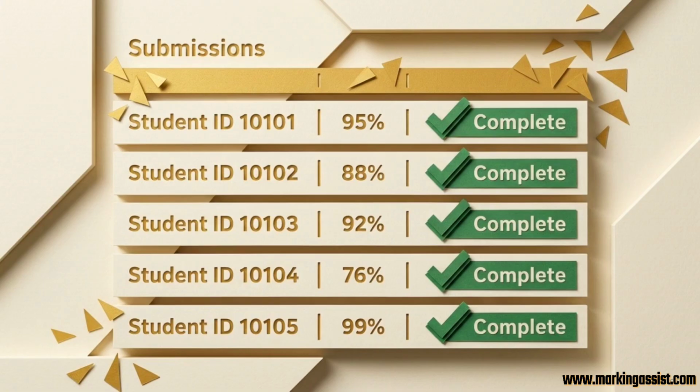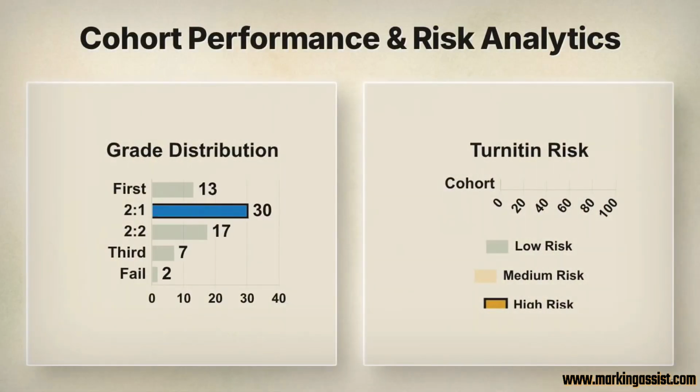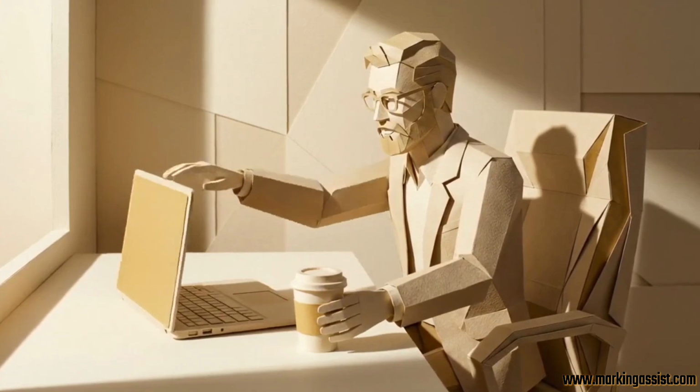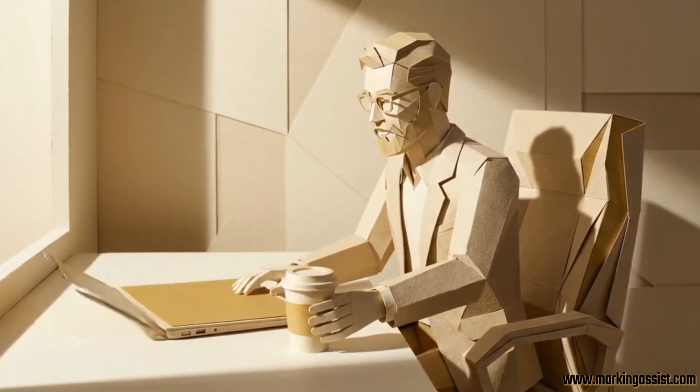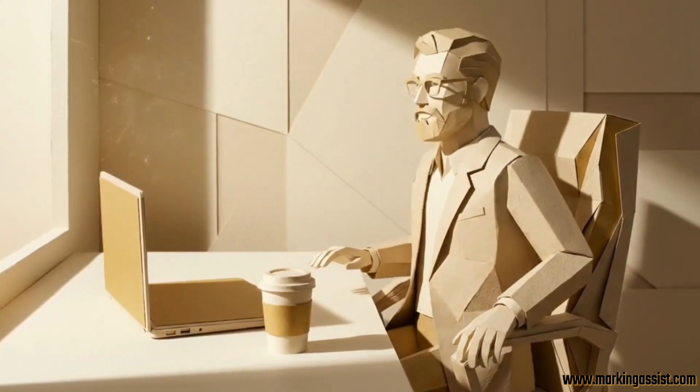Once you have processed a larger batch of submissions, navigate back to your assignment page and click the Analytics tab. This dashboard aggregates your cohort's data. You can review the overall grade distribution and easily check the Turnitin risk profiles across all submitted work. Marking Assist handles the mechanical heavy lifting of drafting and formatting, streamlining paperwork, freeing you to focus on your core role, evaluating academic performance.